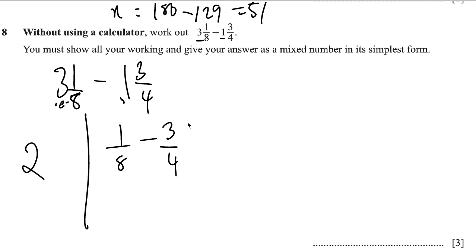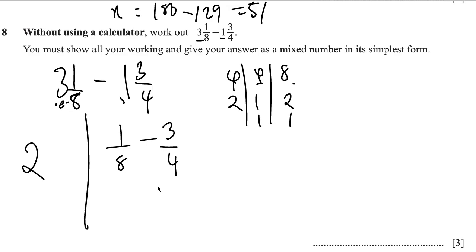So if we then get the LCM, that's the lowest common multiple of 8 and 4, simply draw two lines. And you see that 4 is divisible by both. So 4 divided by 4 is 1, 8 divided by 4 is 2, 2, 1, 1, right? So 4 times 2, 8. The LCM is 8.